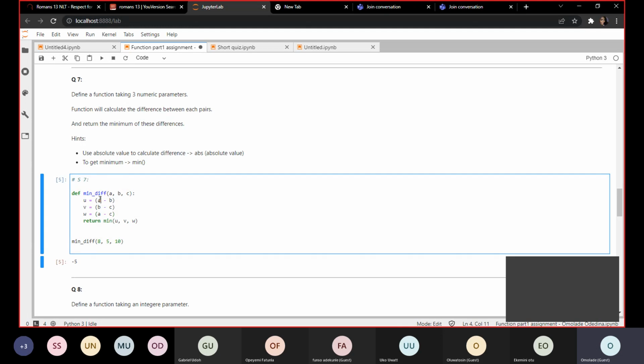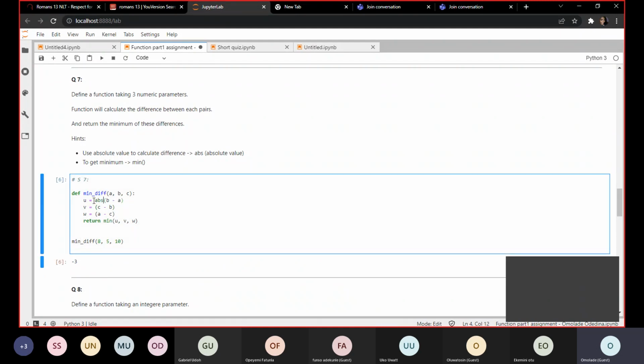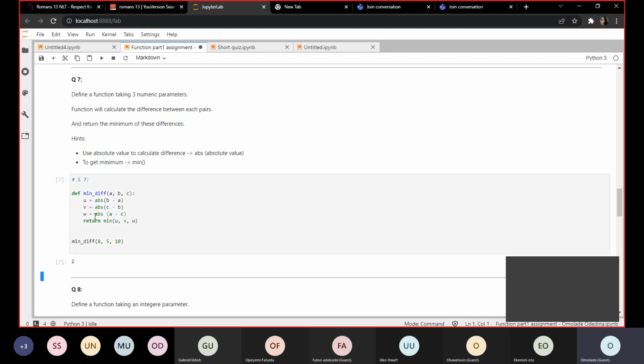Now if I put in b minus a, and I put in c minus b, I get another totally different answer because of the order of the way I arranged it. So that's why we just use the absolute value. We know that all the minimum values are going to be positive integers unless otherwise stated. But for now, we were asked to use the absolute value so that we don't get to mix things up. That's it about that.